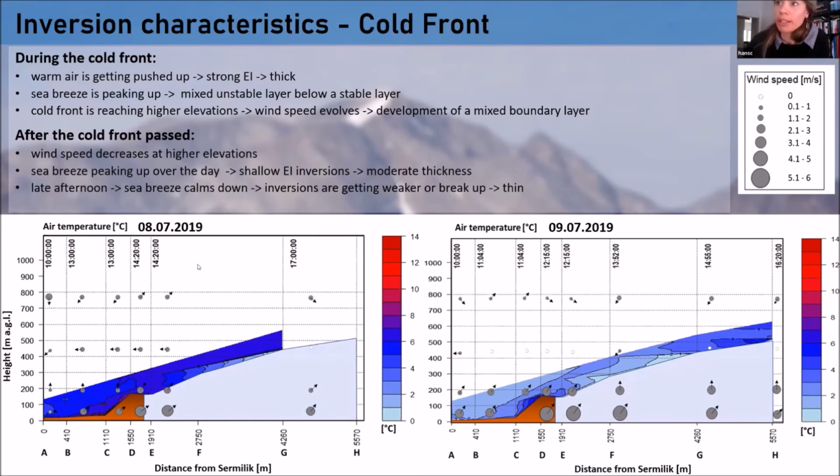So here we are at the beginning of the cold front, and here we are at the end of the cold front, and you clearly see the temperature difference of the air. After the cold front passed, the wind decreases at higher elevations, but the sea breeze is picking up. You can see how the sea breeze is picking up over the day. And this creates, despite the cold air, elevated inversions. They are a bit weaker and shallower, but they developed.